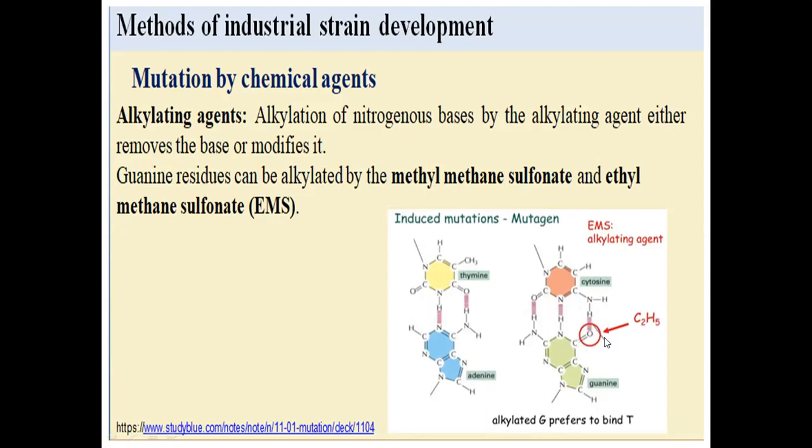Because actually between guanine and cytosine you will have three hydrogen bonds, right? So the free oxygens and hydrogens form hydrogen bonds. If this oxygen is alkylated by any of the alkylating agents, it will not be free to form the third hydrogen bond between G and C. So that is how there will be instability in the base pairing, which results in mutation.